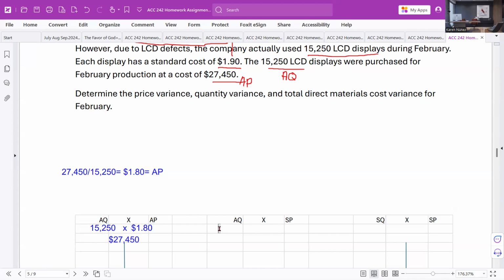And the actual quantity, again, the 15,250 times the standard price. Standard price is right here, $1.90. So given that I took the time to calculate the actual price of only $1.80, we now know that this variance is going to be favorable. They only spent $1.80, should have spent $1.90, all for a cost of 28,975.